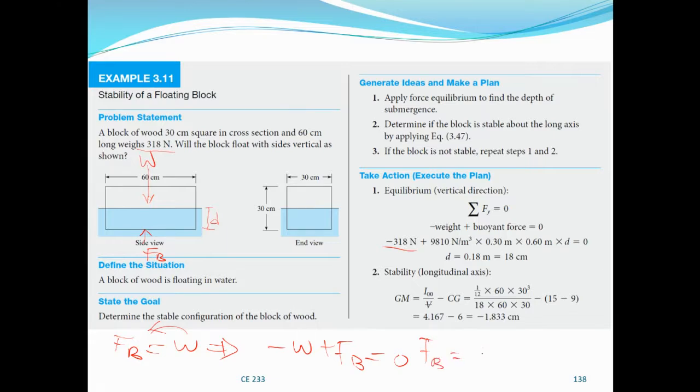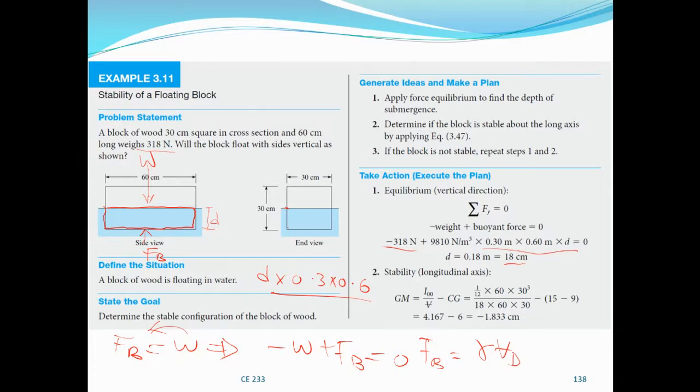The buoyant force is simply gamma times the volume of the displaced liquid. And the volume of the displaced liquid is the volume of the block that is submerged. The volume of the submerged portion is the cross-sectional area times the length. So the cross-sectional area is D times 0.3, times the length, which is 0.6. So this is the volume, and here we can find D. It's simply 18 centimeter, meaning the wood is submerged to a depth of 18 centimeter. The total depth is 30 centimeter, so it is submerged more than half of the depth, because half would be 15 centimeter.